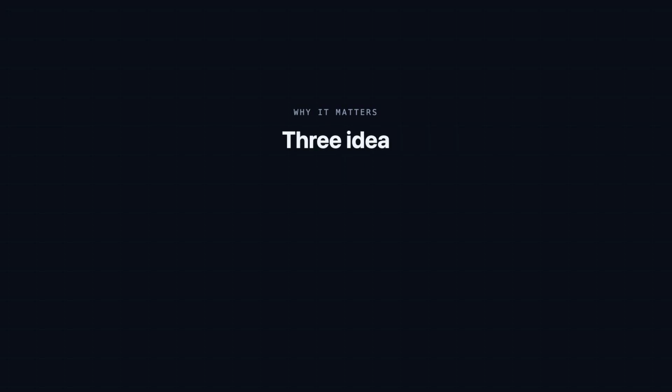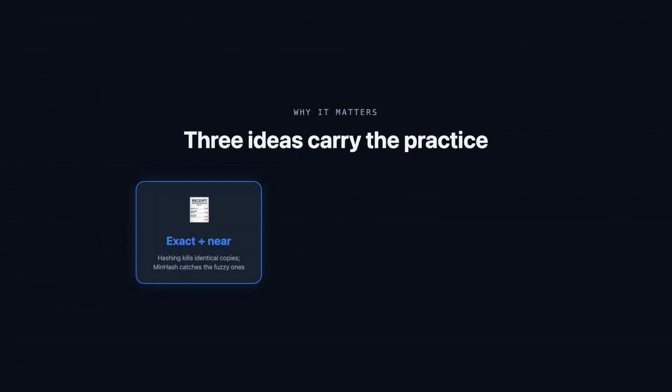There are really 3 ideas that carry this whole practice, and they're each worth remembering. The core action is removing both exact and near duplicate text. Exact copies fall to hashing, and the fuzzier near copies fall to min-hash. You genuinely want both, because most of the hidden waste actually lives in the near duplicates, not the byte-identical ones.